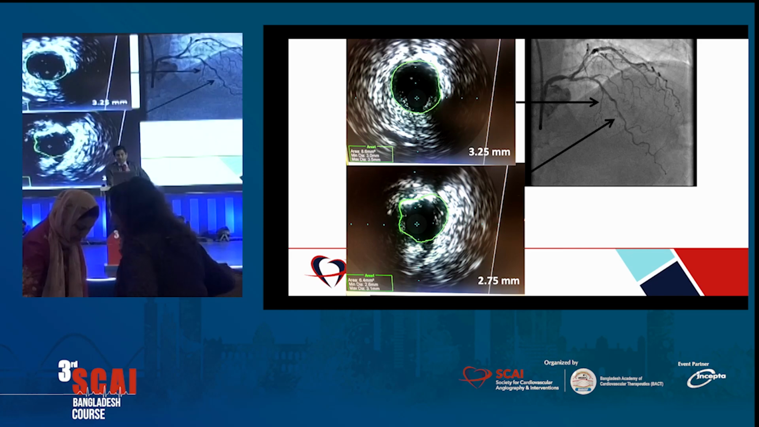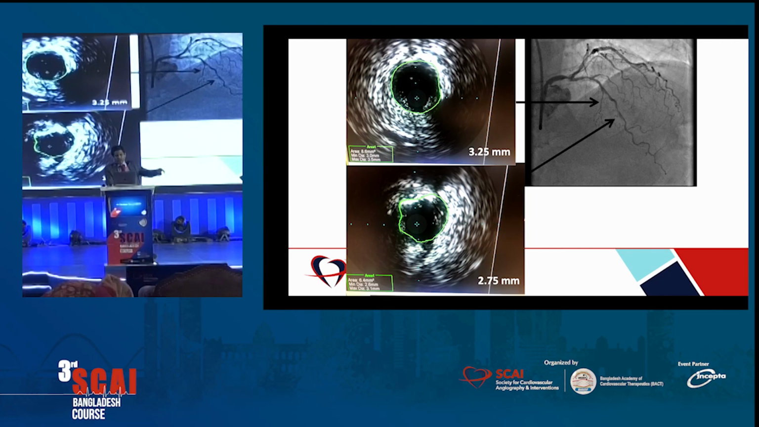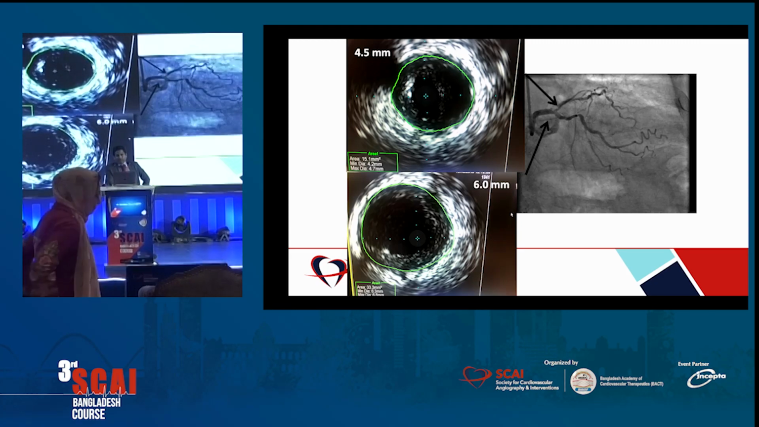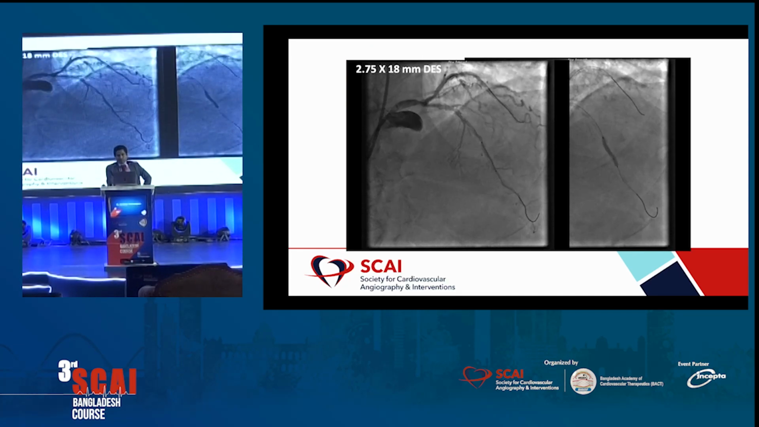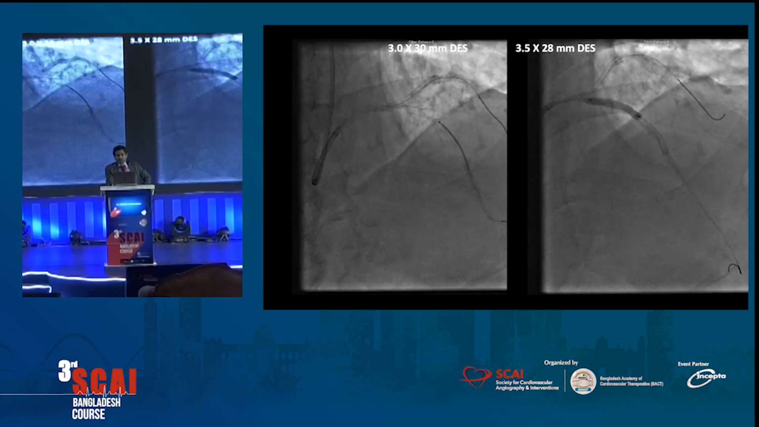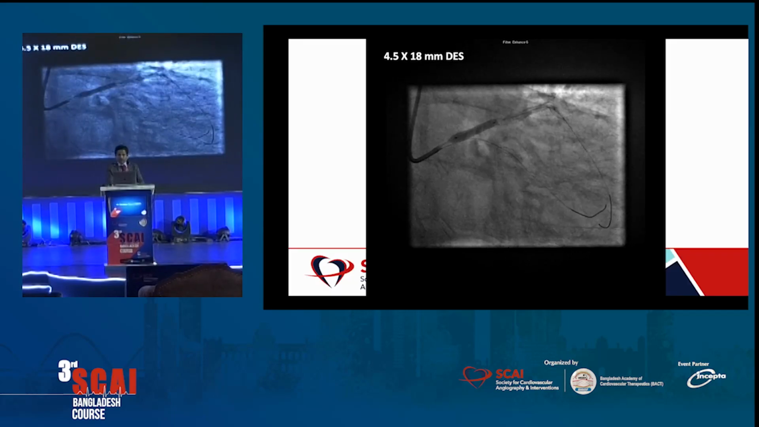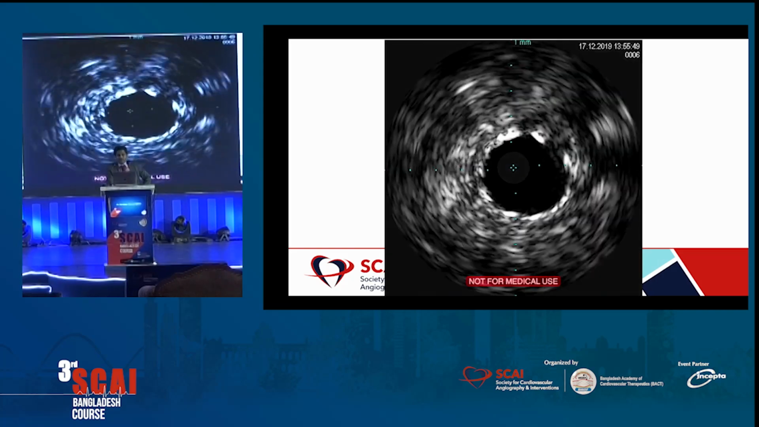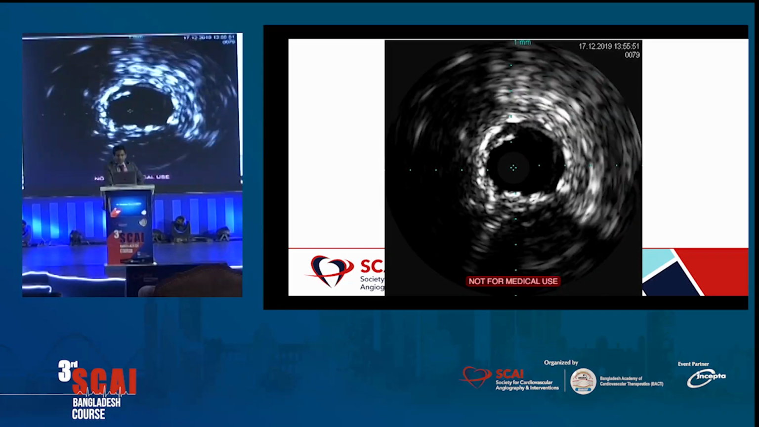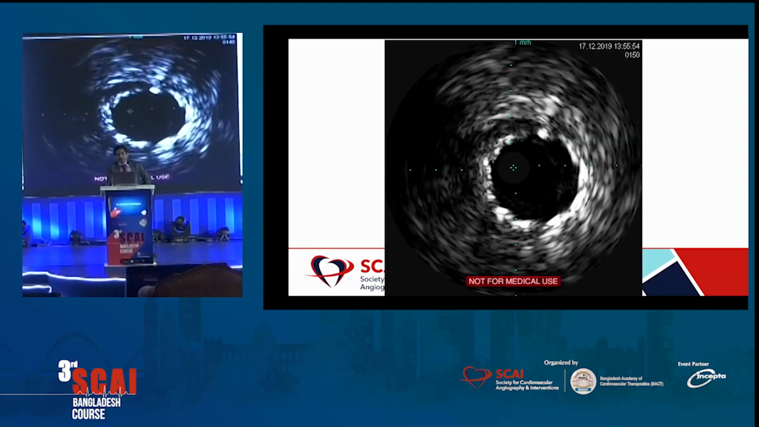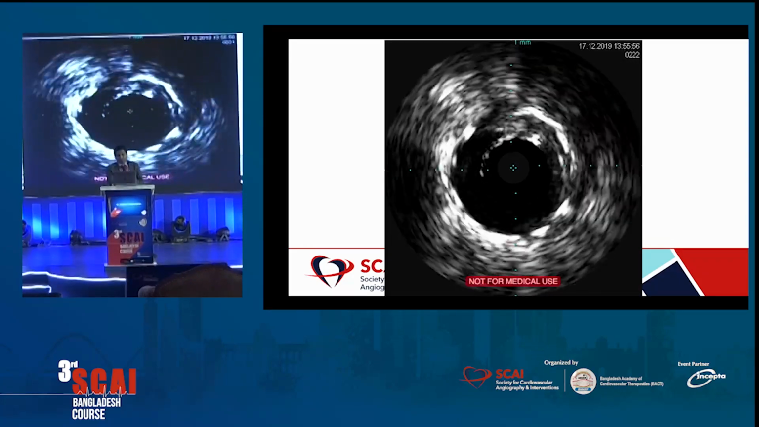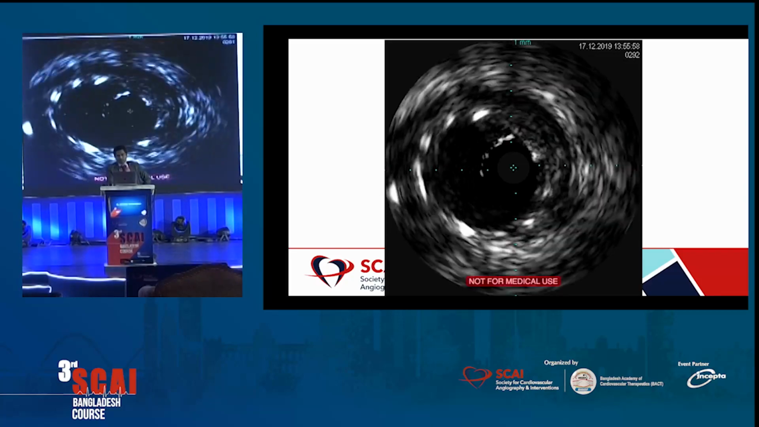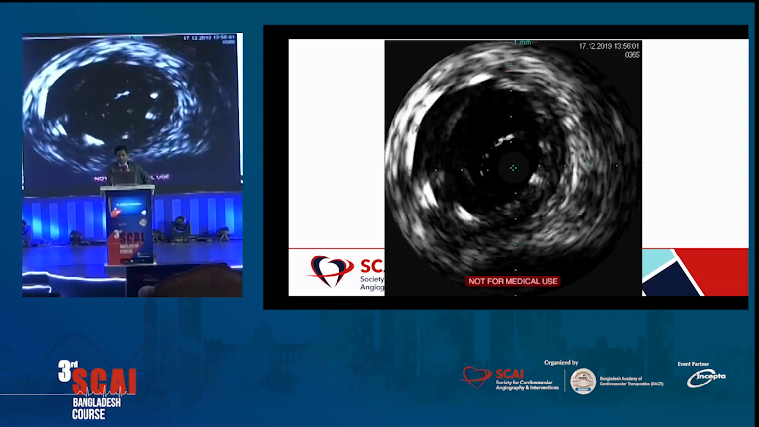You could see it's around 2.75 distally and around 3.25 in the mid segment. As you come more proximal, the LAD was 4.5 and the left main was almost 6. So we treated with two drug-eluting stents in the LAD. We used a 4.5 millimeter drug-eluting stent from left main to LAD, which was further optimized with a 5.5 millimeter NC balloon. And this was the IVUS post-procedure. You could see the stent is well apposed. I've not shown the MSA, but you'll see in the next slide it was well over 6 millimeters squared.